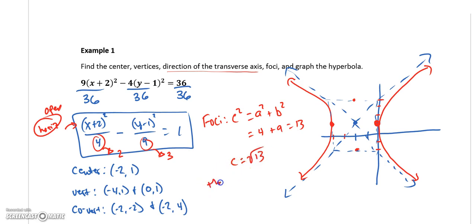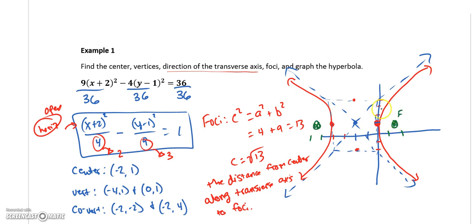That's going to represent the distance from center along your transverse axis to your foci. In other words, I'm going to move the square root of 13 spaces left and right to get my two foci. So square root of 13, we'll call it 3.5. So I'm going to go 1, 2, 3, 4. I'm going to go about right there. I'll make a little star. 1, 2, 3, 4. We'll go about 3.5. Okay, so there's my two foci. Put an F for foci. Okay, we're done.